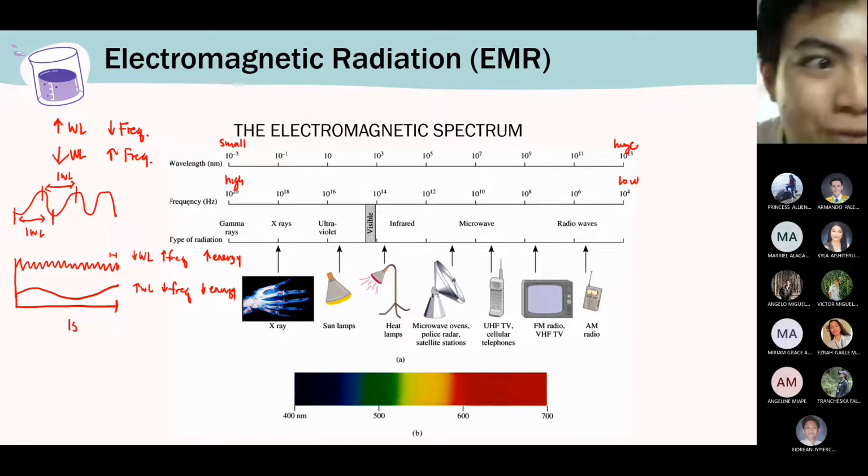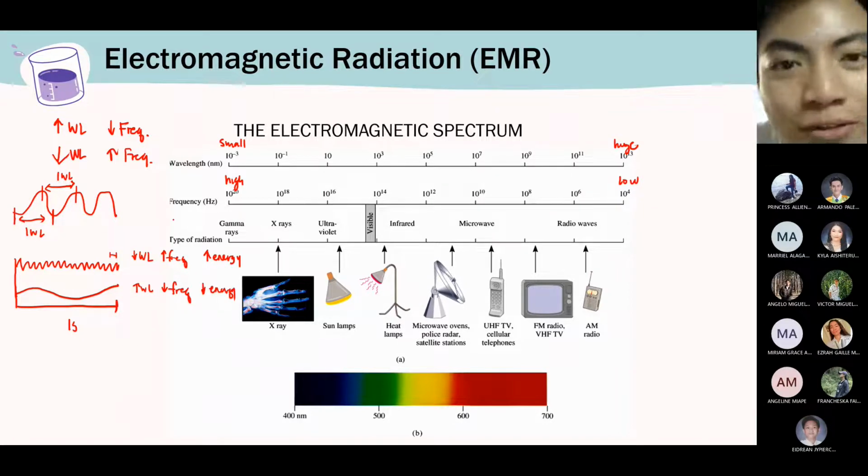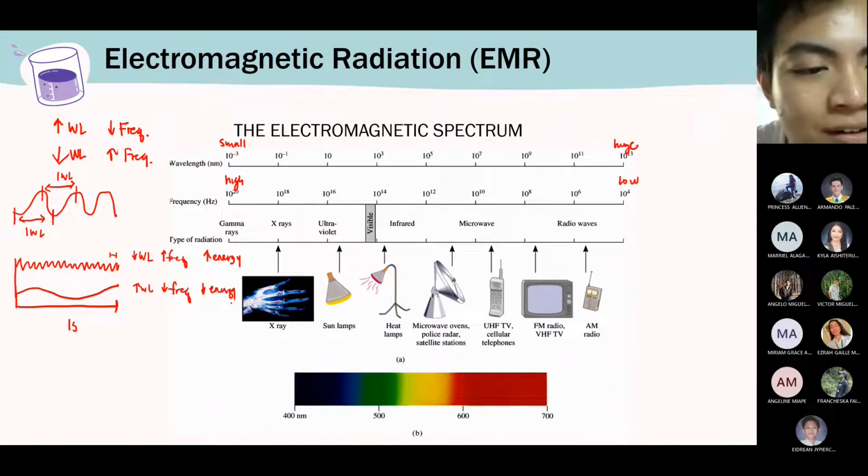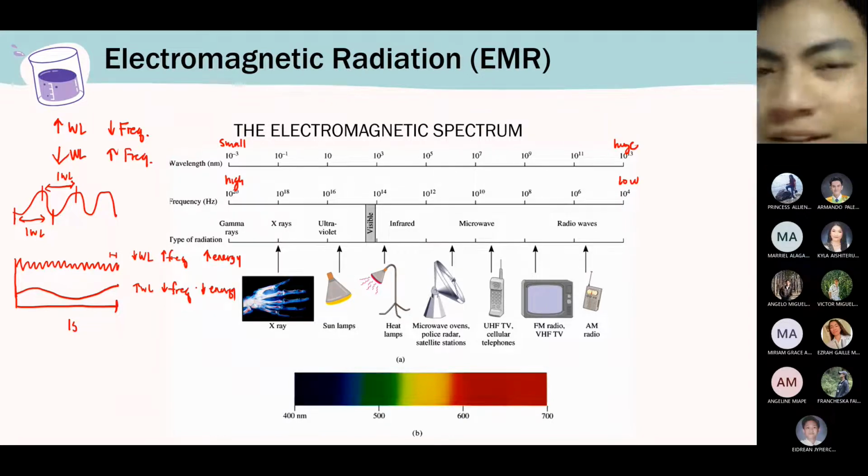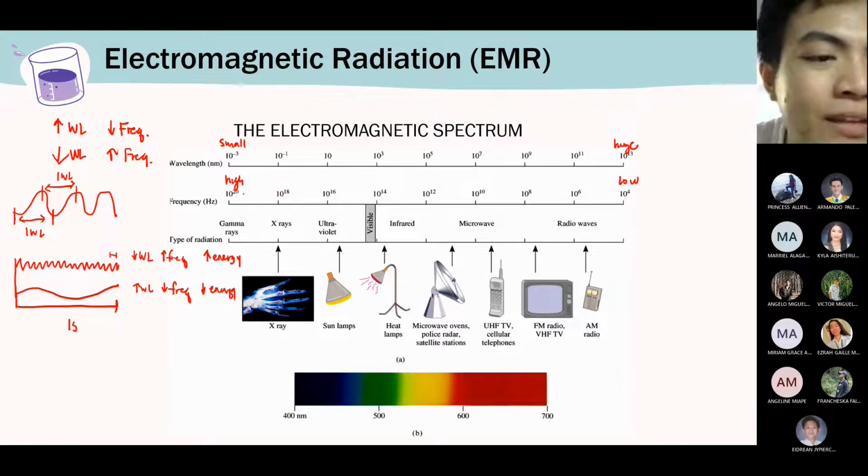Pero as you grow older, medyo nawawala na yung energy. So hindi na tayo masyado gumagalaw na. So yan. So the higher the frequency, the higher the energy. And then the lower the frequency, the lower the energy. Okay? So with these three concepts in mind, we can identify the type of radiation, okay, into two.